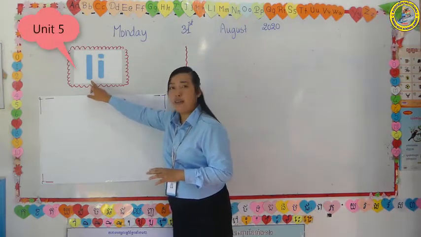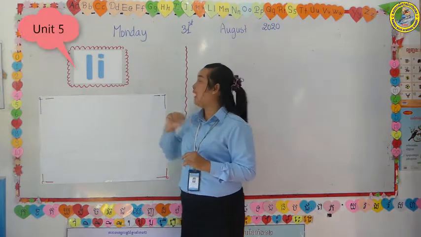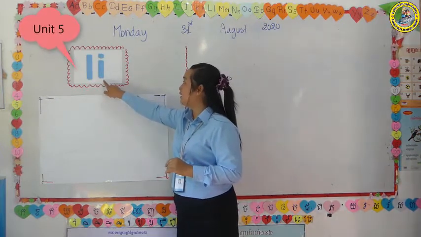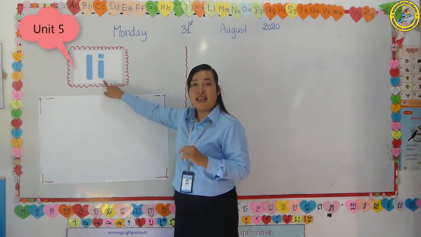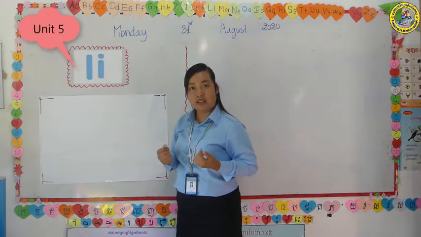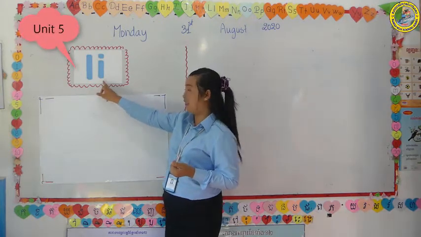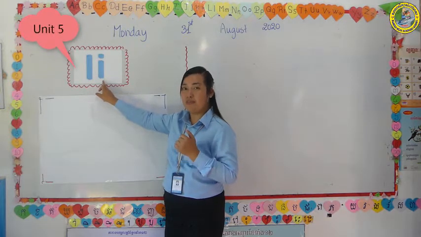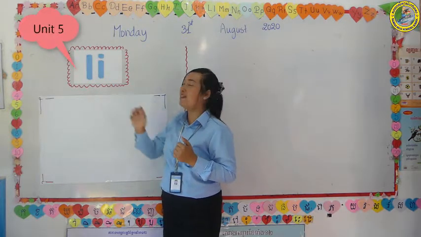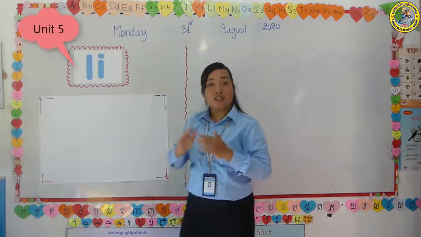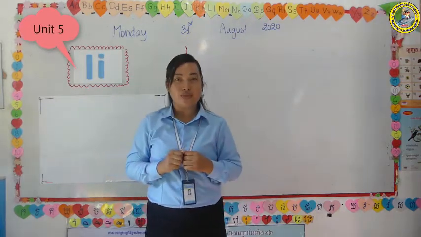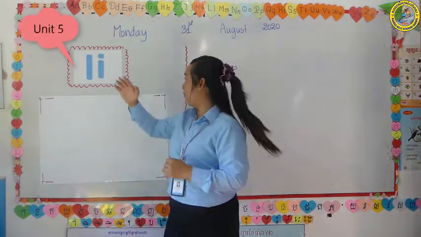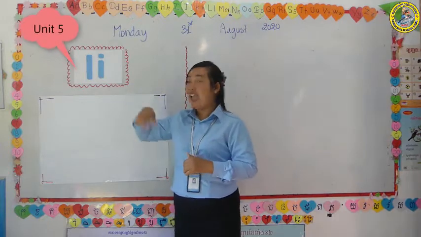Because it's big. Okay, and how about this one? Yeah, the second I. We call it a small letter I, because it's small. So today the teacher will teach you how to write a capital letter I.